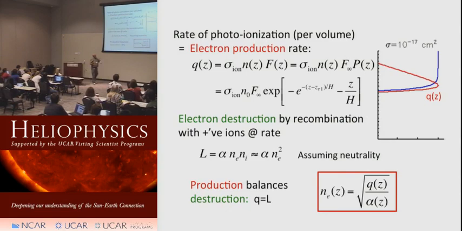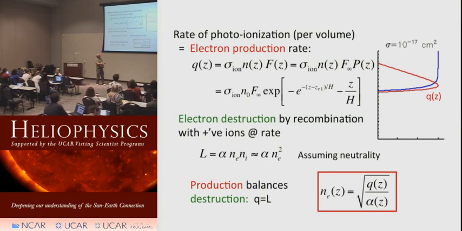Now, if we have an equilibrium, then the rate of production is balanced by the rate of destruction. The two balance each other out. So I can set this equal to that, and I can solve for the density of electrons. It's going to have to do with this density of production divided by this coefficient that contains a lot of physics I didn't want to discuss.